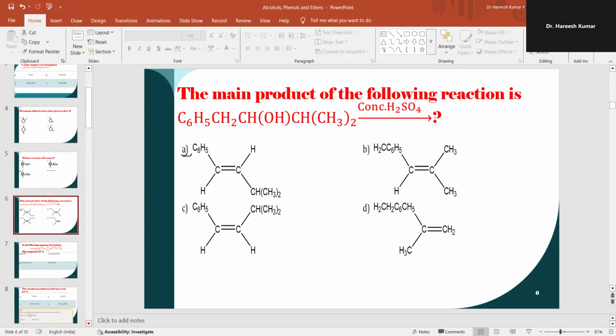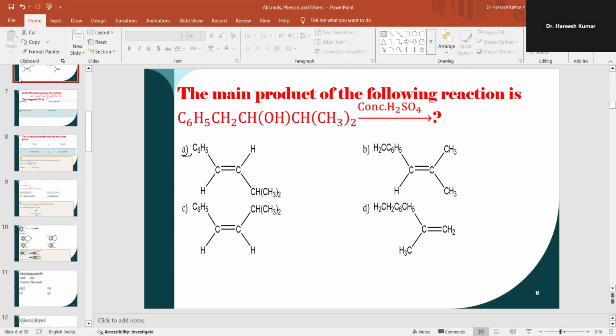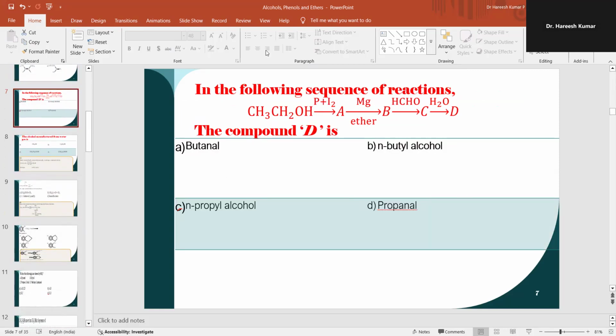Let's take another question. In the following sequence of reactions, ethanol reacts with iodine in the presence of phosphorus. It replaces the OH with iodine, so A is iodoethane. Then iodoethane reacts with magnesium in ether. It's nothing but a Grignard reaction, so the obtained product is ethyl magnesium iodide.